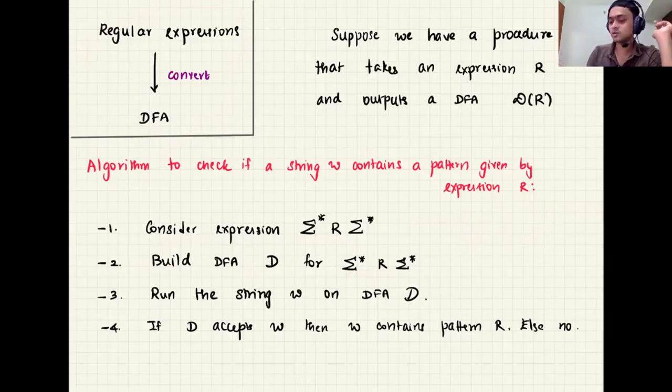Let's even assume that we get a complete DFA that doesn't get stuck. We add all the sink states, everything. Then you run the string W on DFA D. Now if D accepts W, then W contains the pattern R, otherwise no. So that's why this conversion actually gives us an algorithm for this pattern match problem. Any questions? Okay, good. So now this is going to be our next goal. How do we do this?